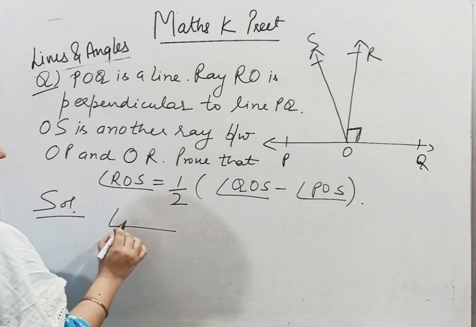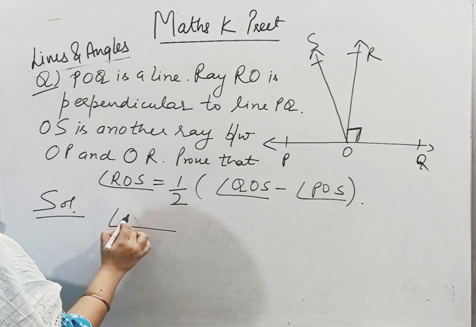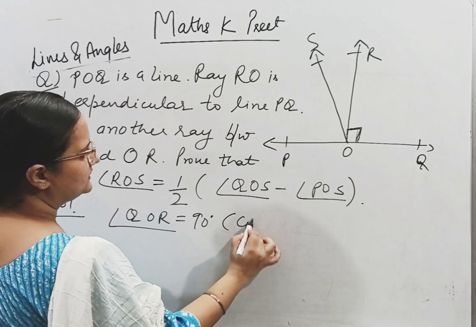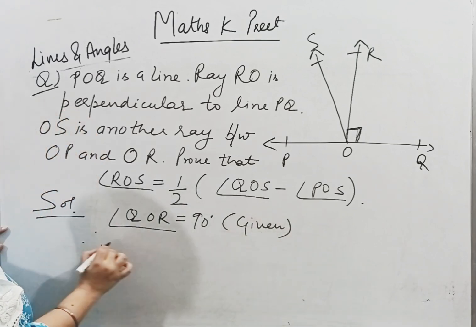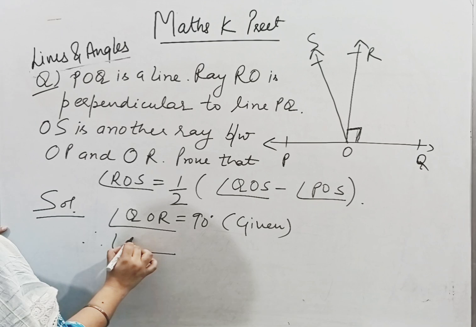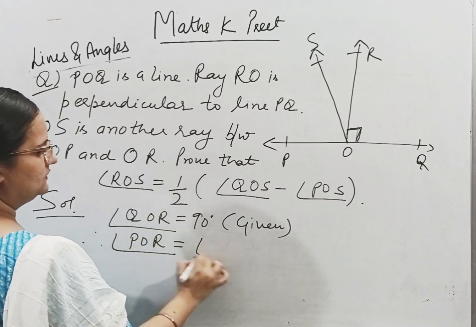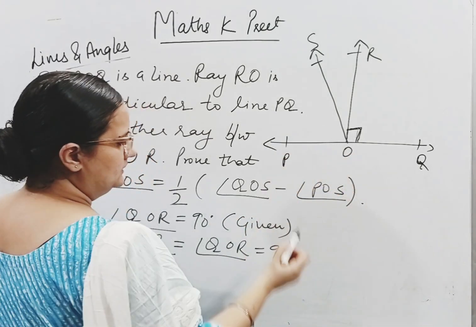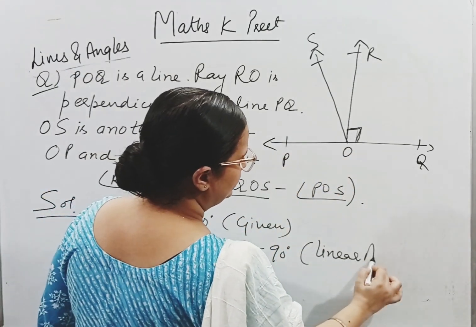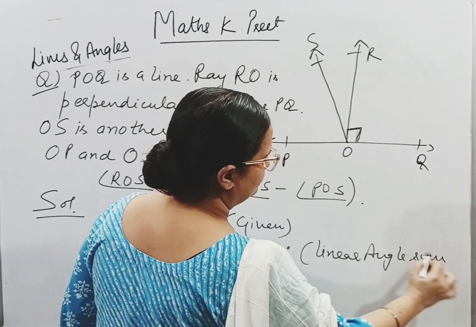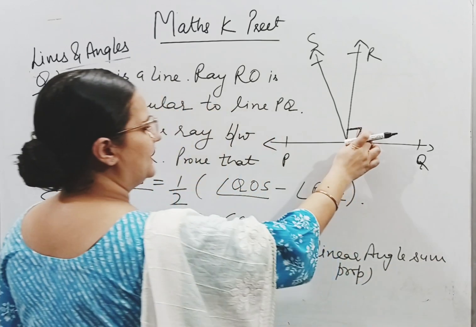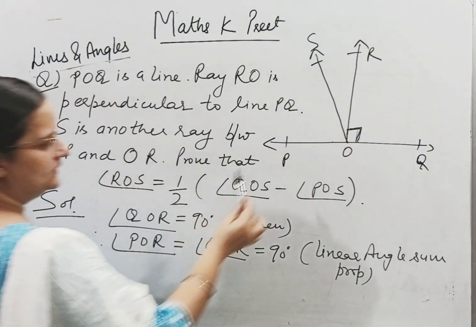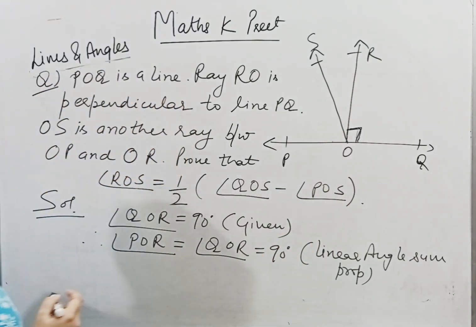We have angle QOR is equal to 90 degree. It's given to us. Therefore, angle POR is equal to QOR is equal to 90. Why? Because of the linear angle sum property. Obviously, this whole angle will be 90 degree because of the linear angle sum property. This is a line and OR is a ray given to us.